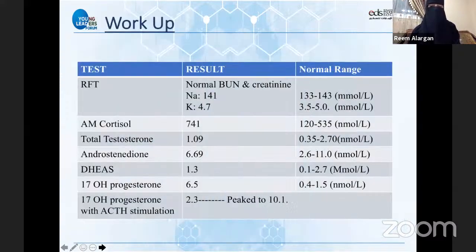So at that time, again, workup was done, including electrolytes, BUN, and creatinine, which were within normal. AM cortisol, again, was high. It was 741. And the androgens were done, including total testosterone, androstenedione, and DHEAS, all well within normal. Even 17-hydroxyprogesterone was done at baseline. The level was 6.5. So she had ACTH stimulation to measure the 17-hydroxyprogesterone and it peaked at only 10. So this excluded the possibility of congenital adrenal hyperplasia.